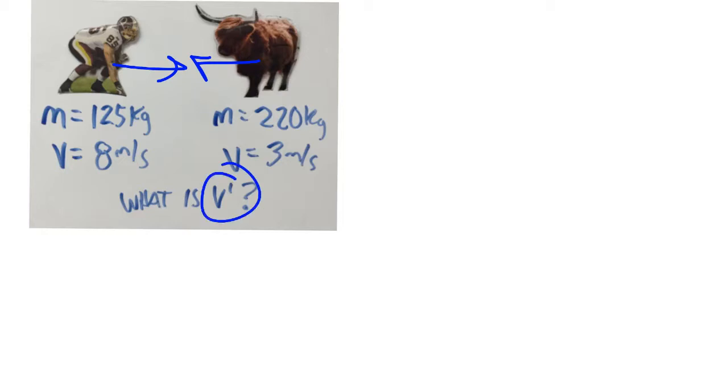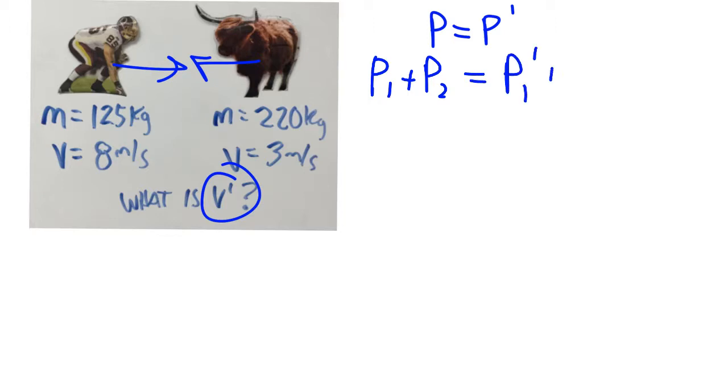Well, in all collisions, we know that momentum is conserved, so I'm going to start with momentum before equals momentum after. I have two objects. So I know that I have the momentum of the first object plus the momentum of the second object. That's my momentum before the collision. It equals the momentum of the first after plus the momentum of the second after.